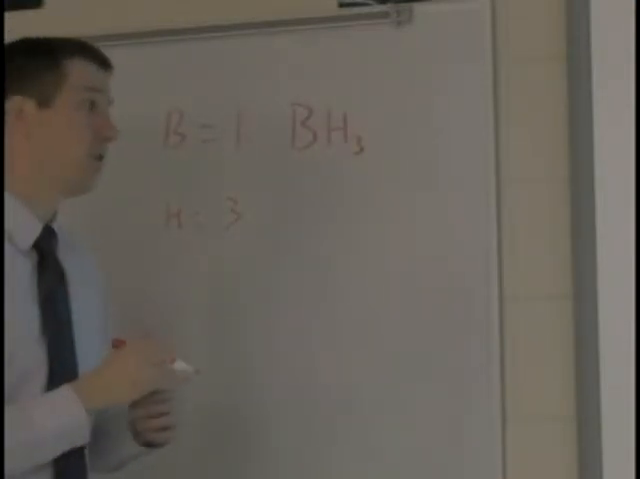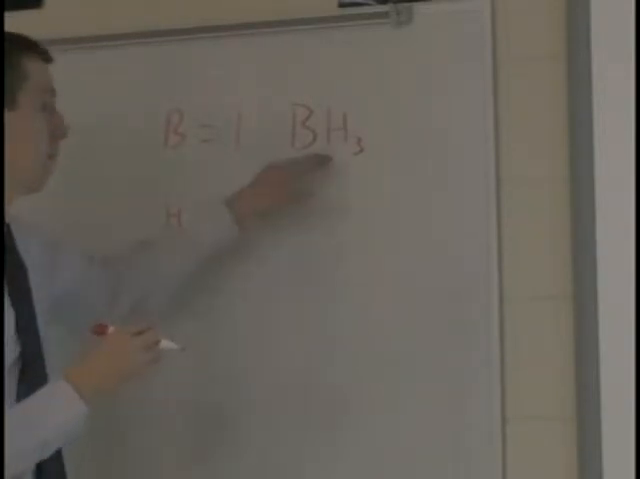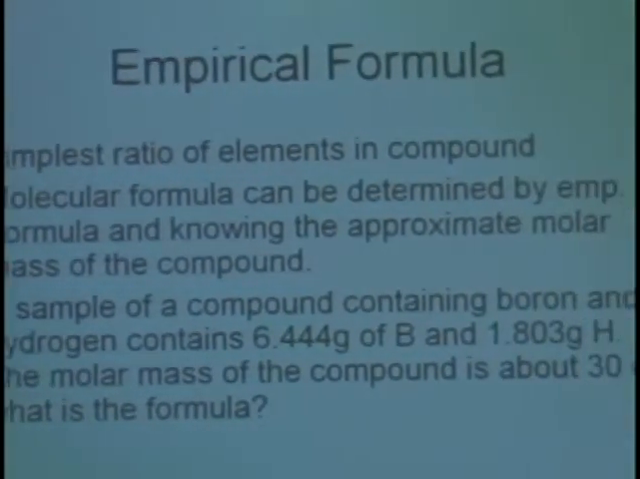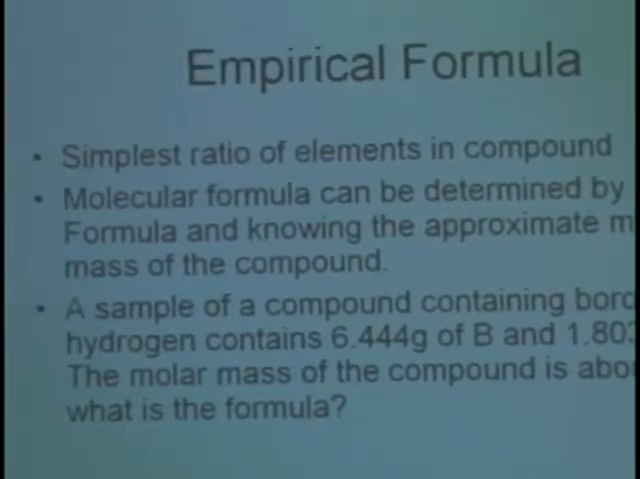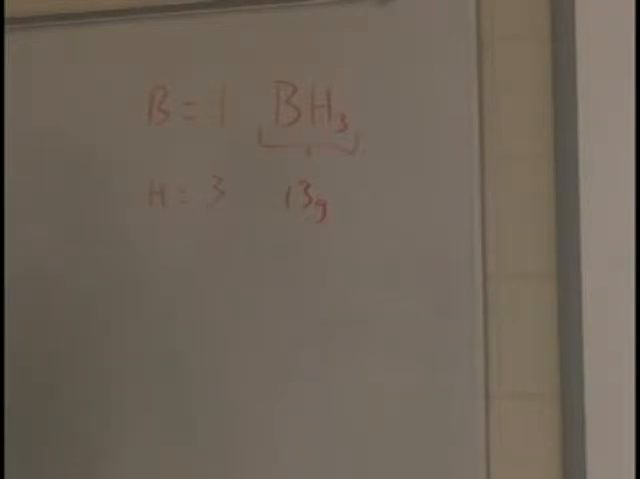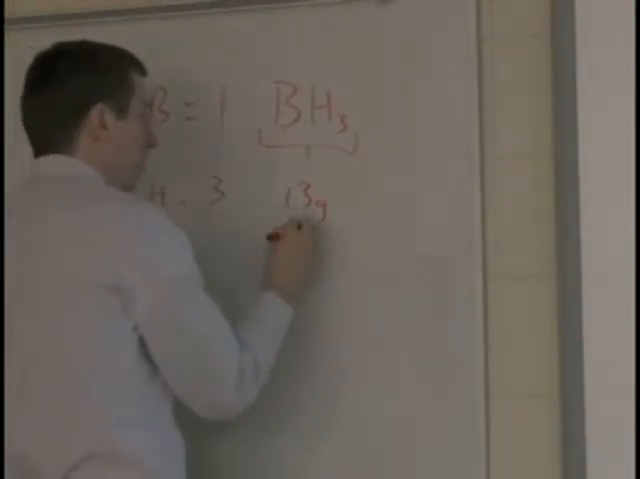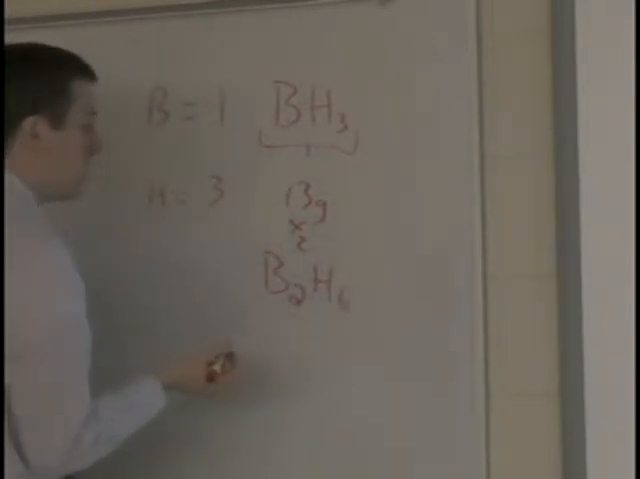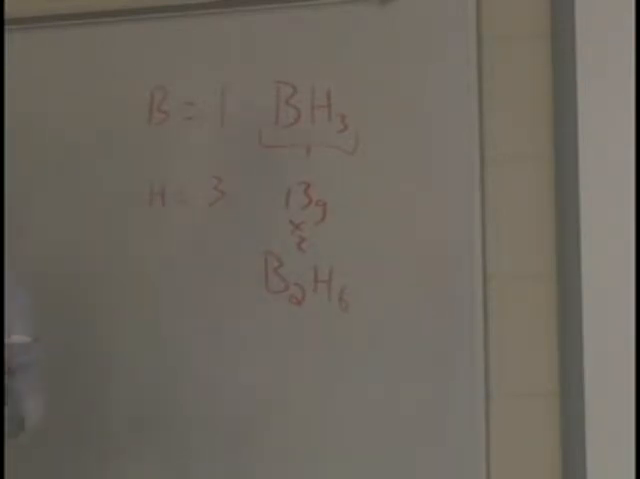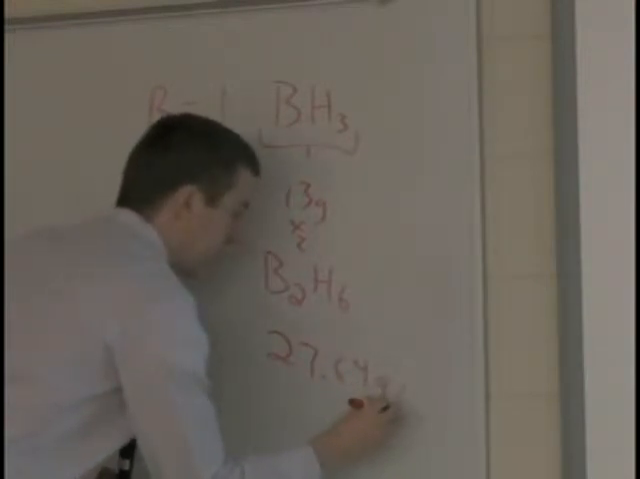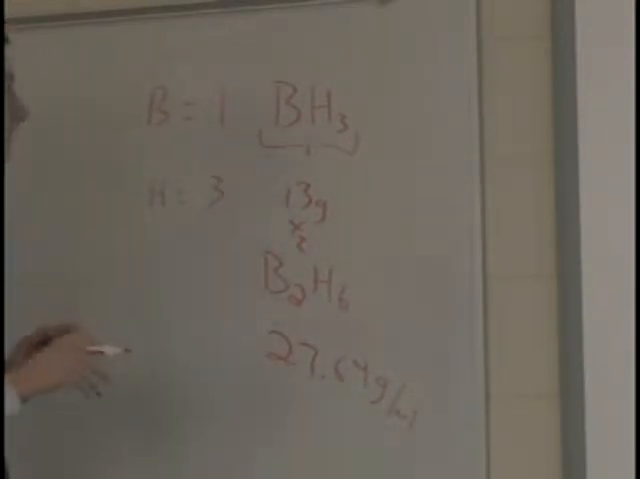This is not the final answer in this particular problem. In Chem 1, this is where we would stop. This second line is what we have to take account for now. The molar mass of the compound is about 30 grams. The molar mass of this compound is around 13 grams. 10 and 3 more is 13. So that cannot be the case. So instead, if I multiply this by 2, I get B2H6. Now if I check boron being 10.81, hydrogen being 1.01, that gives me a total molar mass of 27.64 grams per mole. Is that about 30? Yes, it is. So this formula is actually B2H6.